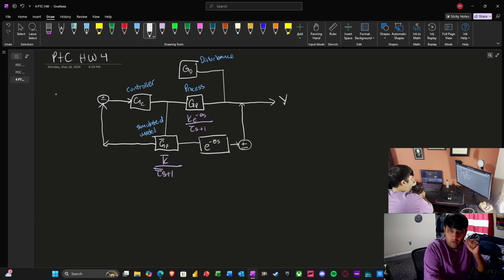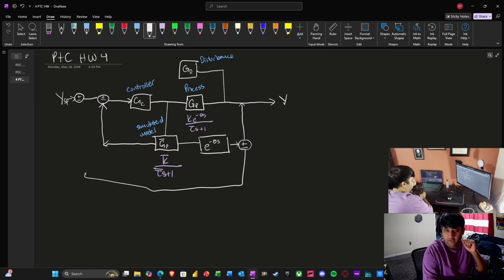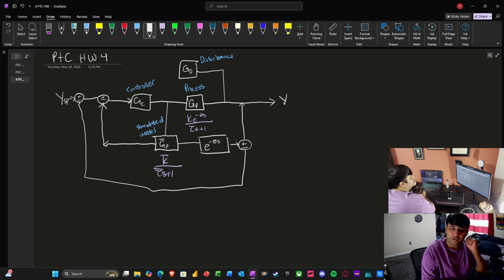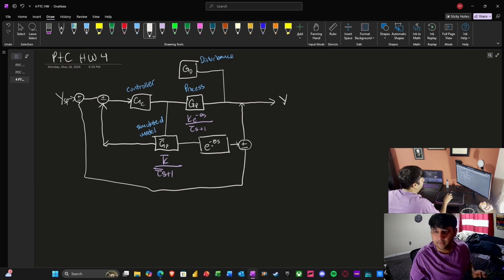And then for our y set point, we're going to have another controller and our input, which this from our dead time will be directly connected to here, and that will conclude our block diagram for our simulation. So we're going to be messing around with this y set point to get our output and disturbance and dead time.